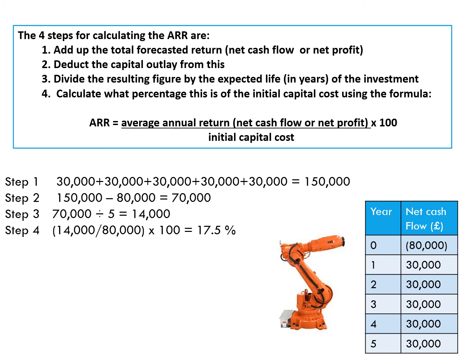Divide that by the initial capital cost, and we get an ARR, average or accounting rate of return, for this investment of 17.5%. So what we're saying is, on a net basis, on average, this robot will pay back 17.5% of what it cost us for every year of its life.